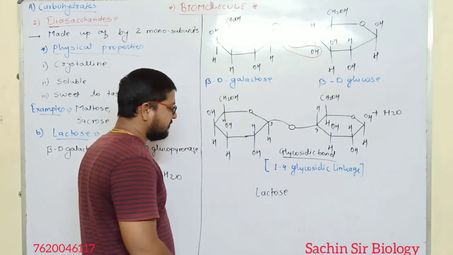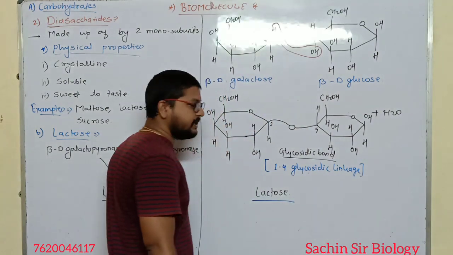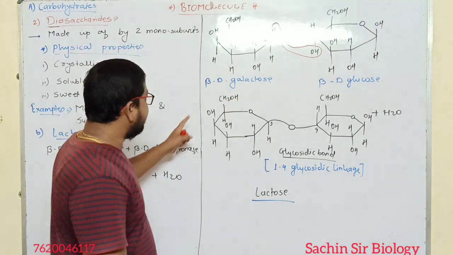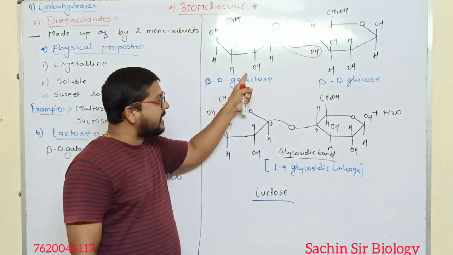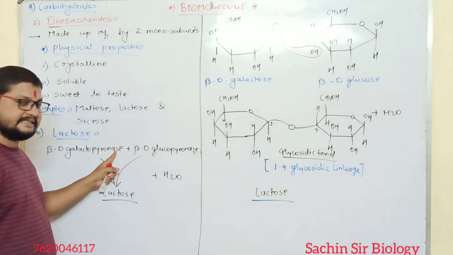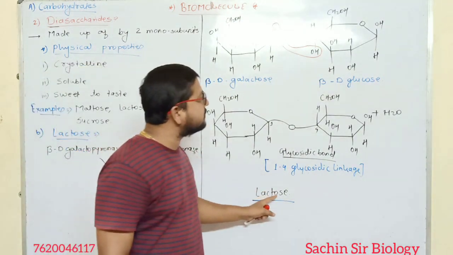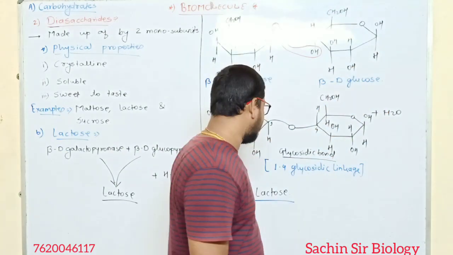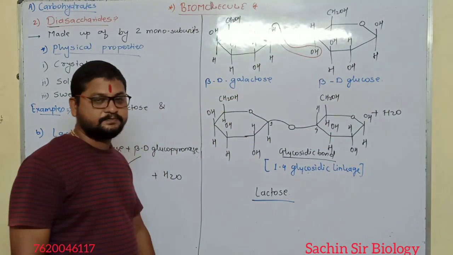In this way, we can also write the chemical name of lactose here. What is that? Beta D galactopyranosyl 1,4 beta D glucopyranose. This is the chemical name of lactose.